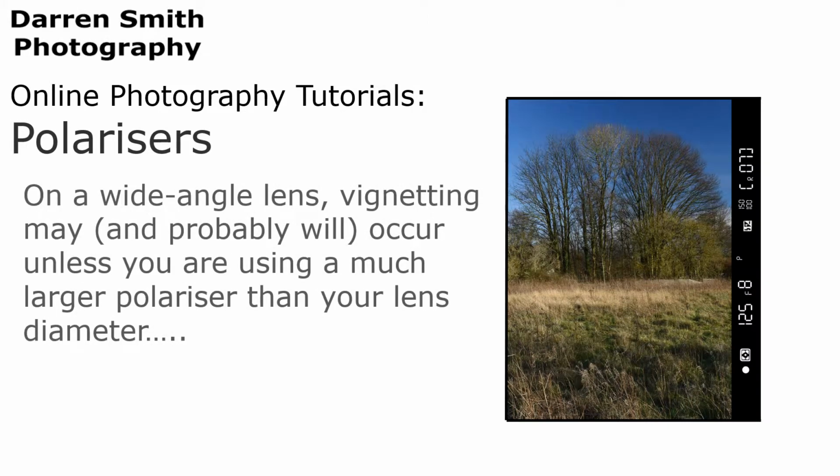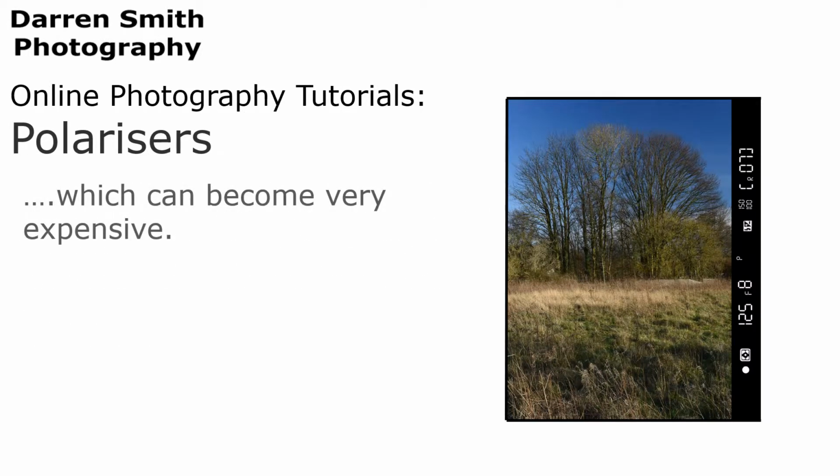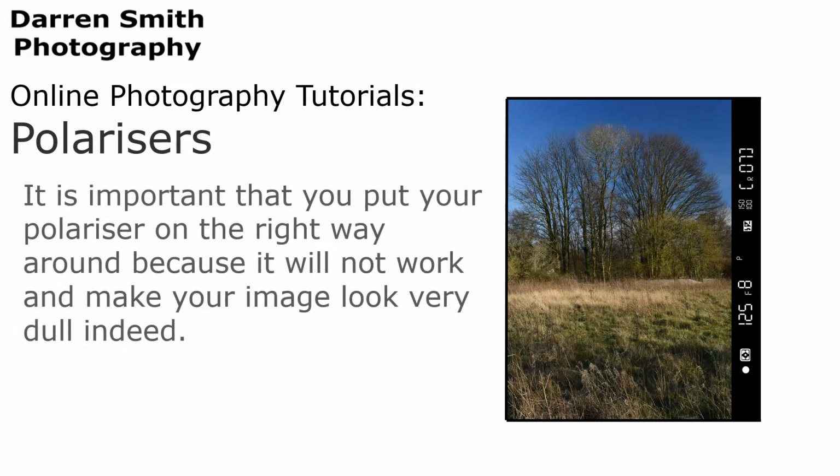For example, on a wide-angle lens, vignetting may and probably will occur unless you are using a much larger polarizer than your lens diameter, which can become very expensive. It is also very important that you put your polarizer on the right way around, because it will not work and make your image look very dull indeed.